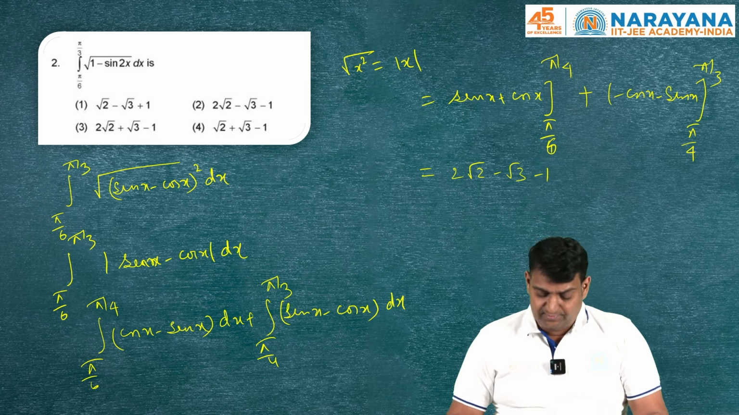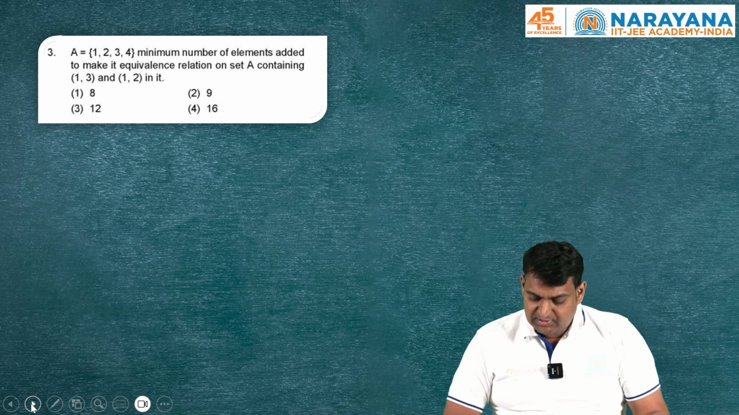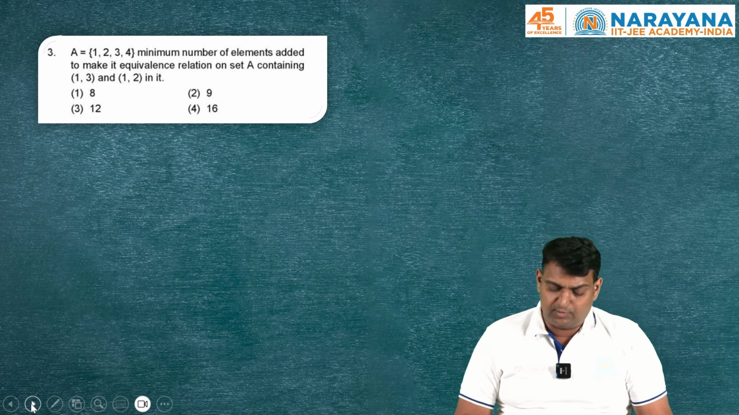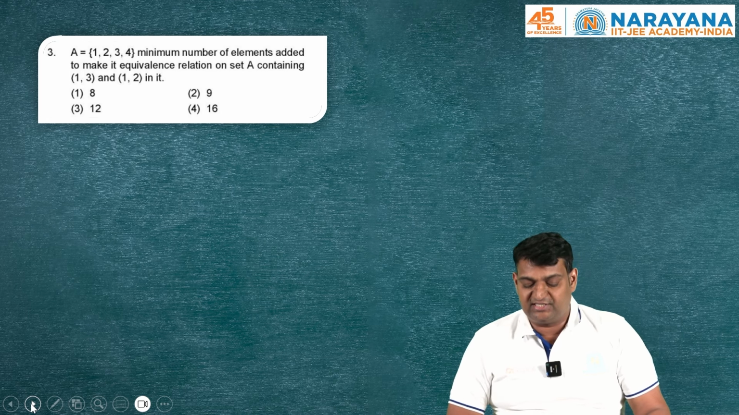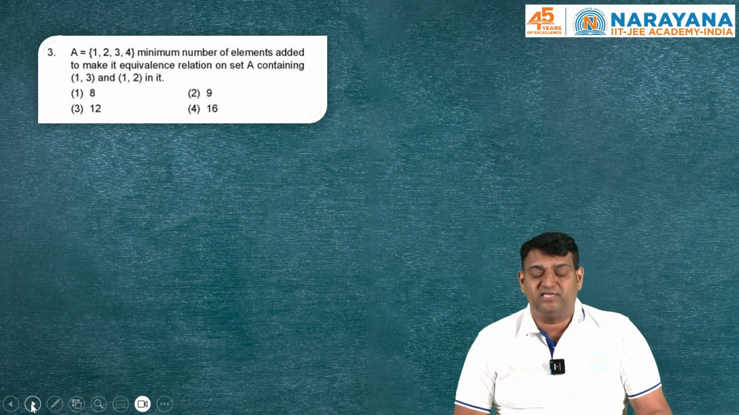Again, a very simple problem. Now let us move to the third problem. The third problem is based on relations, again a very, very simple problem. He gave a set A in which there are 4 elements, 1, 2, 3, 4. And he asks you to add the minimum number of elements so that this will become an equivalence relation, which already contains 1, 3 and 1, 2.